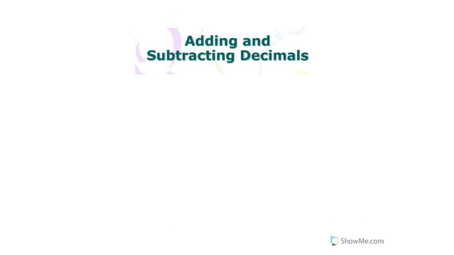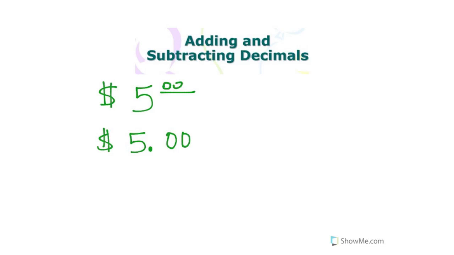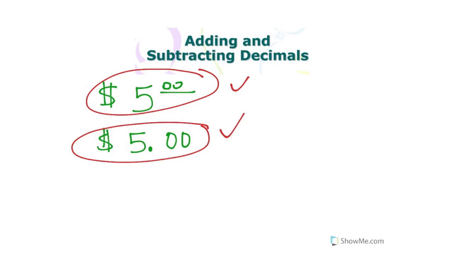Now, just to make sure that you understand why we can add placeholders, let's talk about money. I know I've already discussed this in another video, but let's say that I have $5. Well, how much change do I have? I don't have any change. I have 0 change. What if I wrote it this way? $5. How much change do I have on this one? I don't have any change. It's the same as the top one. These two are the same.